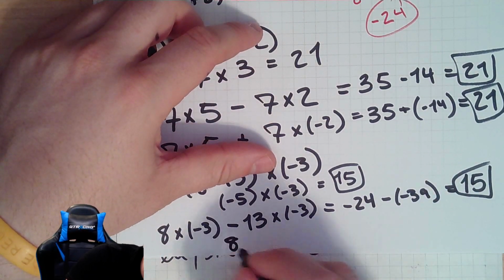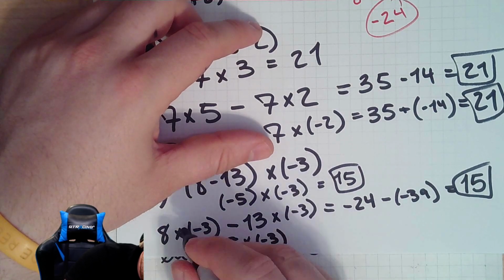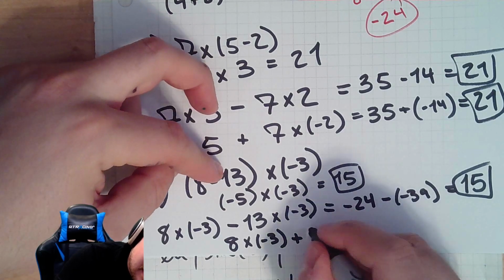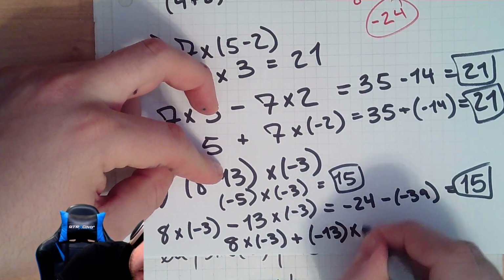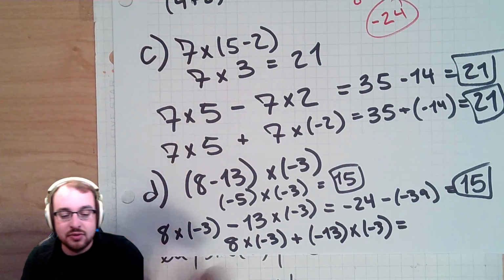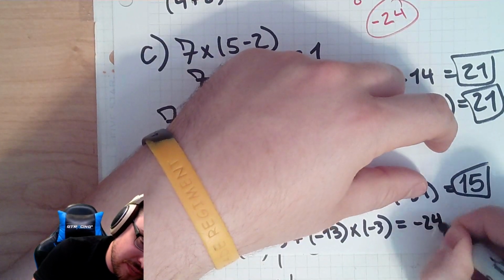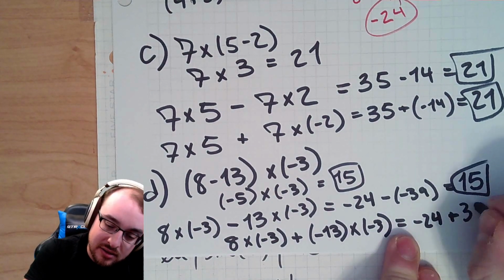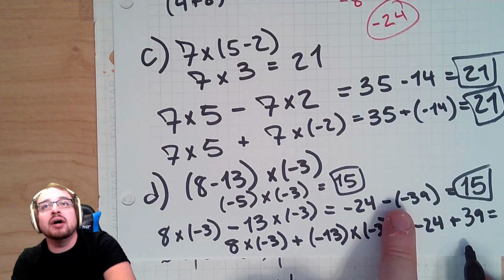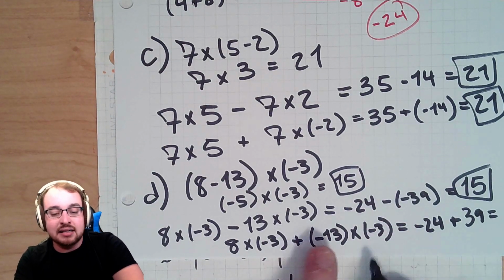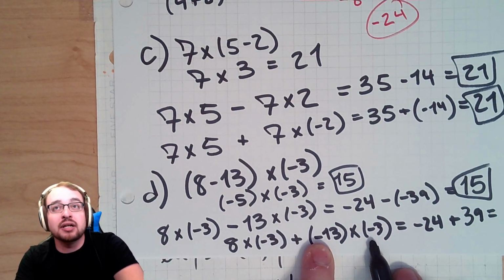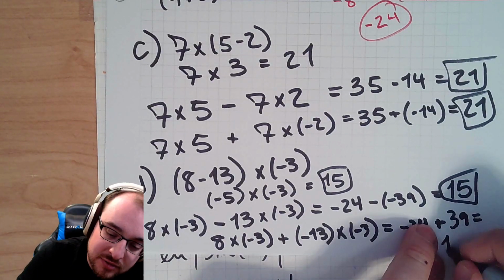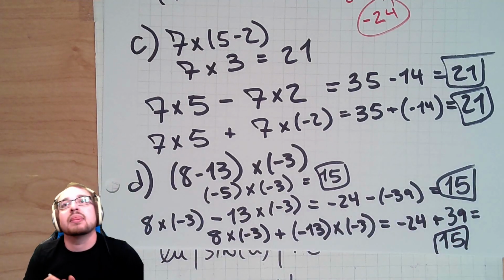Another way to look at it is 8 negative 3's, just like we did here. But instead of minusing, I can add negative 13 negative 3's. So in this case, I'm going to get negative 24, just like I did before. And then I'm going to add whatever this is. Well, this is positive 39. Similar to what we got here, right? We're minusing a negative. Here we're adding a positive, because those two negatives, negative 13 times negative 3, is going to come out to positive 39. And we'll get 15 as well. Cool.